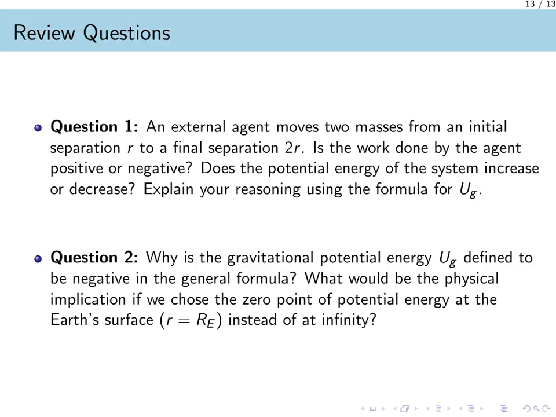Second, let us think about why the potential energy, U sub g, is defined to be negative. This is a direct consequence of our choice for the zero point. What would be the physical implication if we made a different choice? For example, what if we defined the potential energy to be zero at the Earth's surface, where r equals r sub e, instead of at infinity? How would this change the potential energy value for an object in orbit? Pause here and work through these questions.